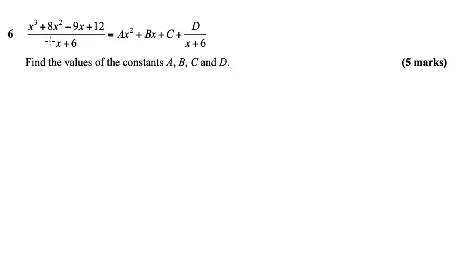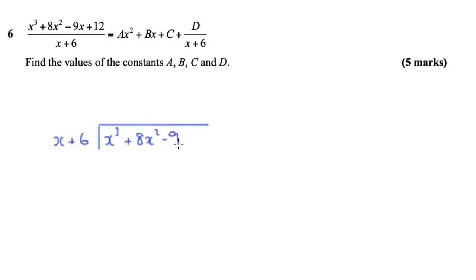Question 6 is a nice big 5 marker. It's polynomial division, and the reason you should spot that it's polynomial division is because the power up here is bigger than the power down here, plus the way that the answer is given. So the procedure for polynomial division is to divide the denominator by the numerator.